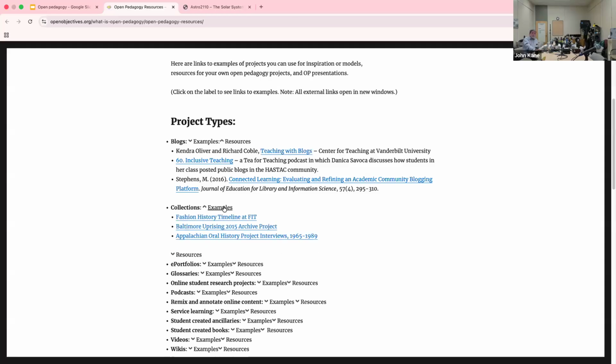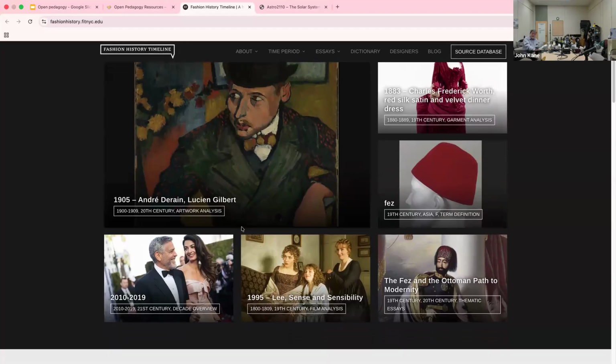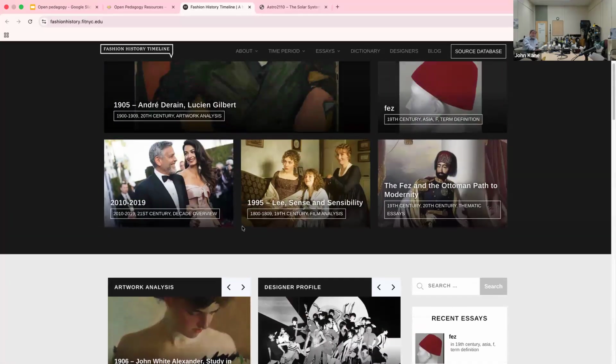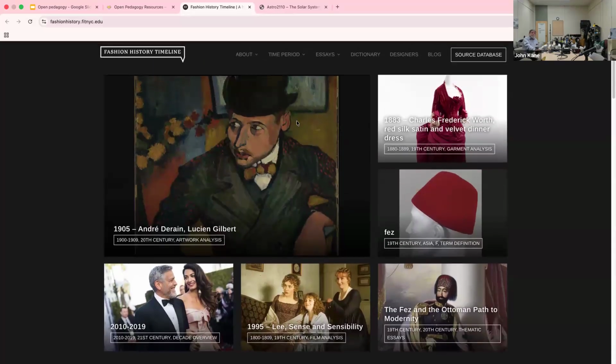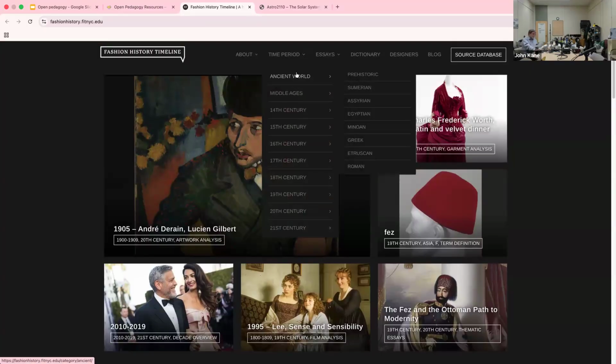Collections are another interesting example, and this is a really good one. The Fashion History Timeline at the Fashion Institute of Technology. This has been going on for about 6 or 7 years, I believe now. Each year, the classes pick some theme, one or two themes, and they develop information about it. So you can organize it by time period, from the ancient world up to the 21st century. And then you can do it by different subcategories.